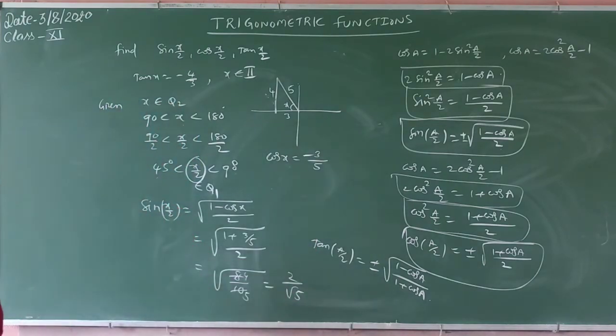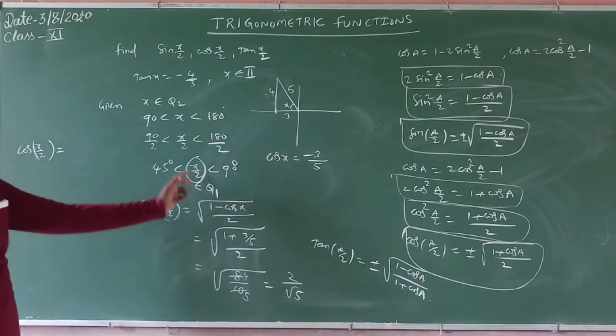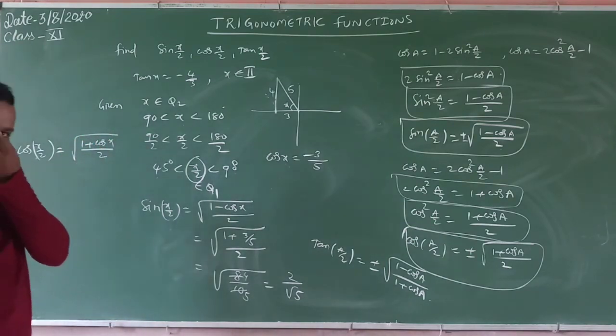It is over. Next we will find cos x by 2. Is cos x by 2 positive or negative? 100% positive, because x by 2 belongs to the first quadrant. Root over the formula (1 plus cos x) by 2. Say yes or no?